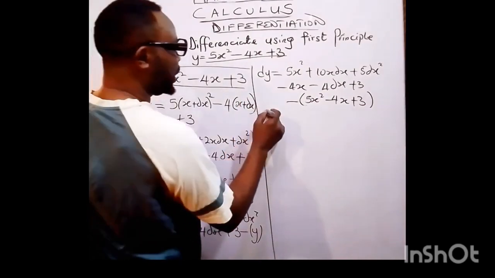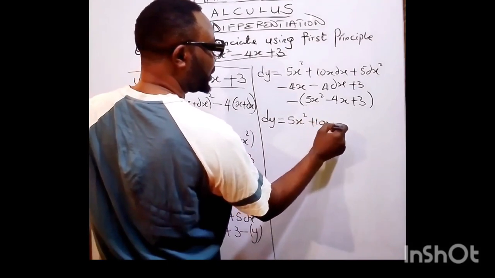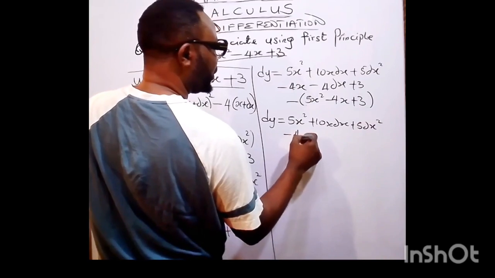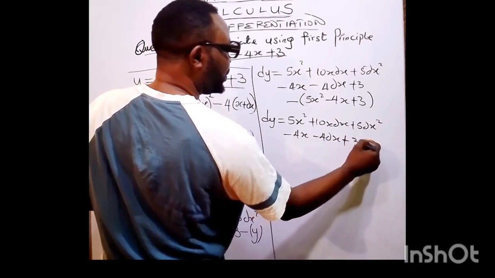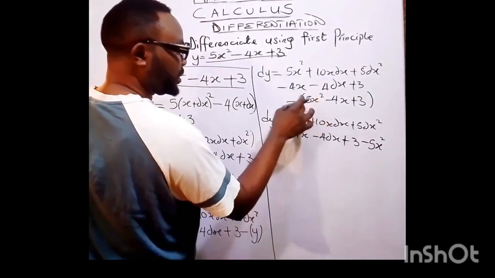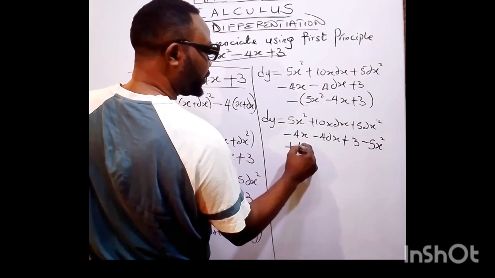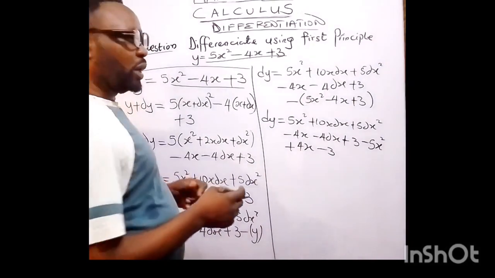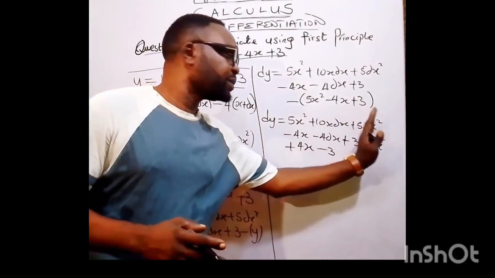Very well. So we're going to have now the y will be equal to 5x squared plus 10x dx plus 5dx squared minus 4x minus 4dx plus 3 minus 5x squared. You can see that minus times 5x squared, that's this positive sign here, is minus 5x squared. Minus times minus here will be plus 4x. Minus times plus is minus 3. So at this level, I've been able to simplify all this right hand side here.